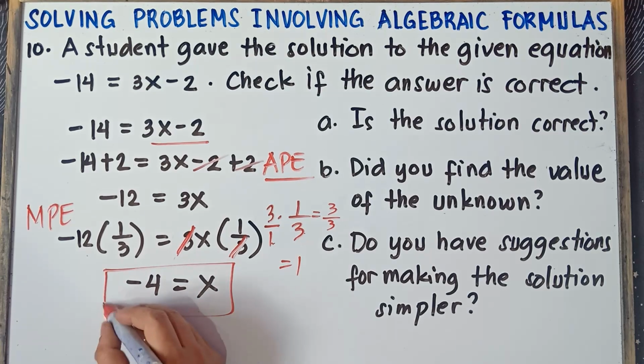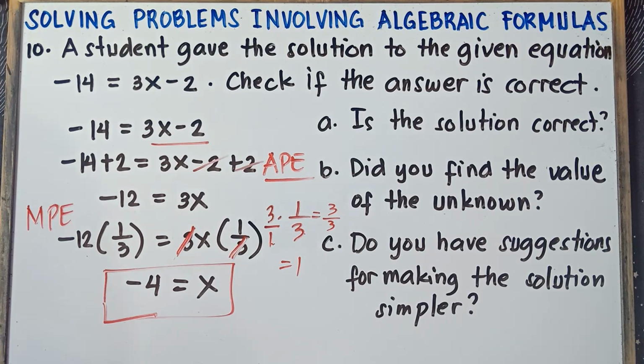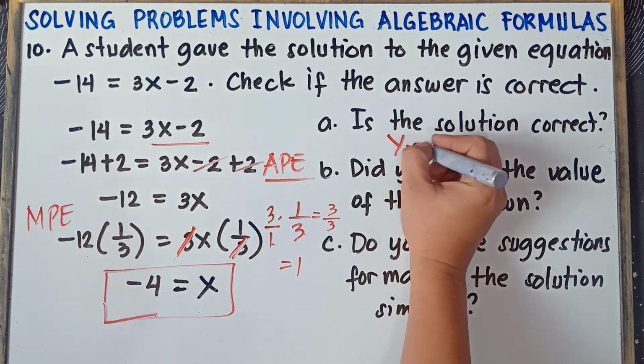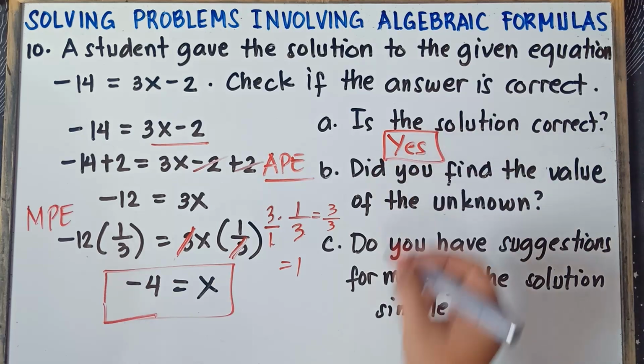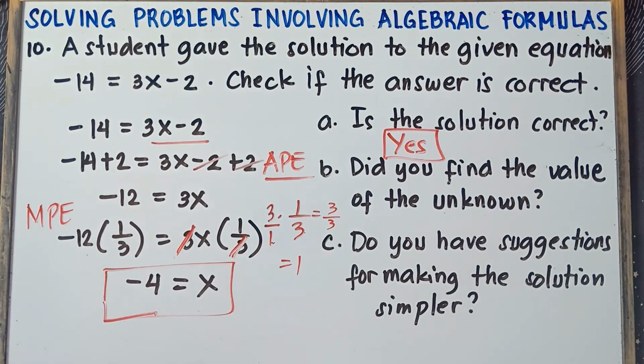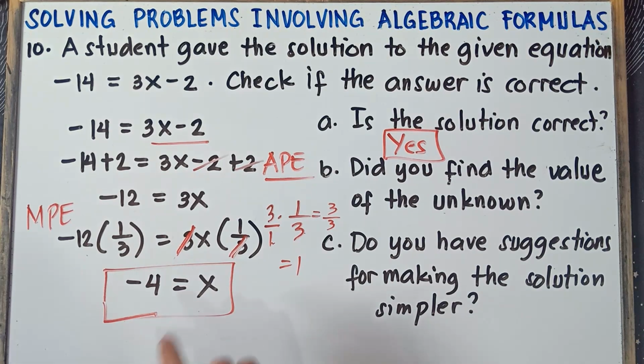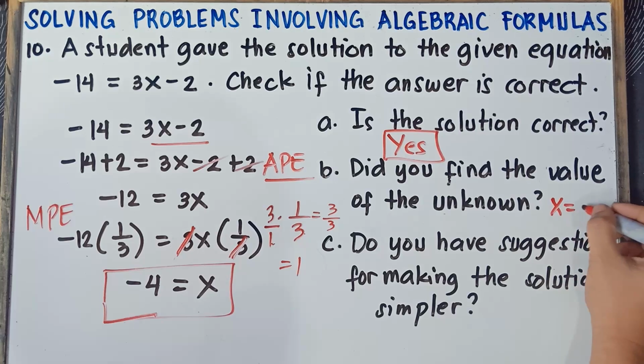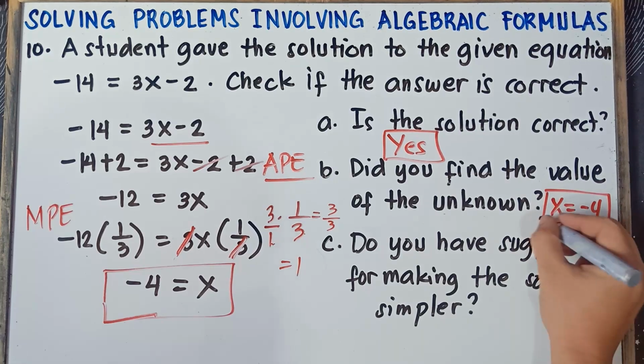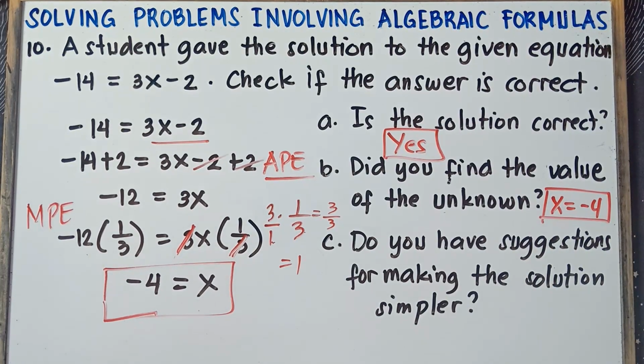Alright, so therefore, the first question there, is the solution correct? Yup, this is correct. Yes, our answer is a big yes. Yes, the solution is correct. Now, did you find the value of the unknown? Yup, we find the value of the unknown. That would be x is equal to negative 4. So the value of x, that would be negative 4.